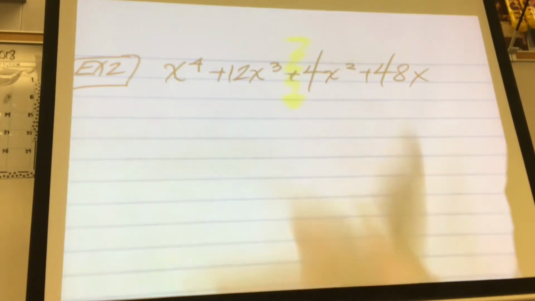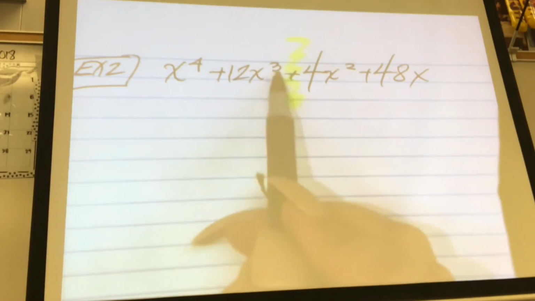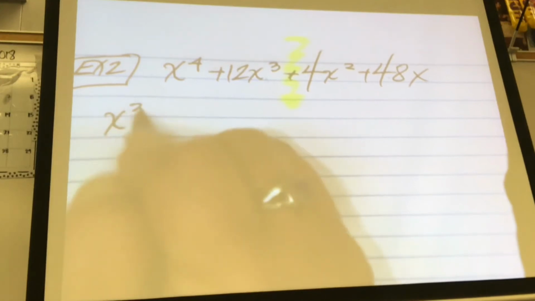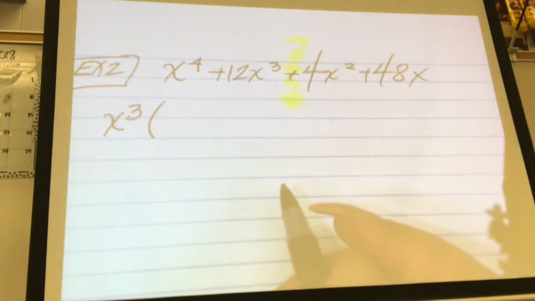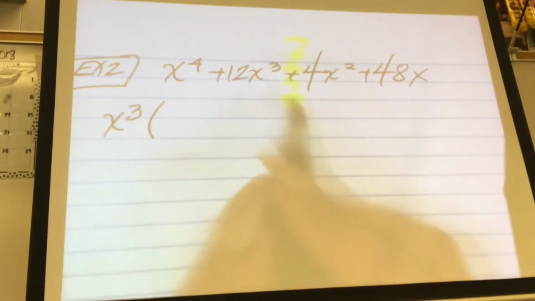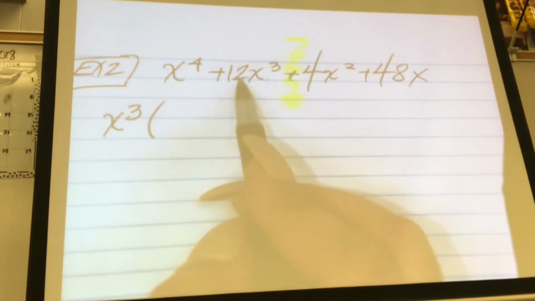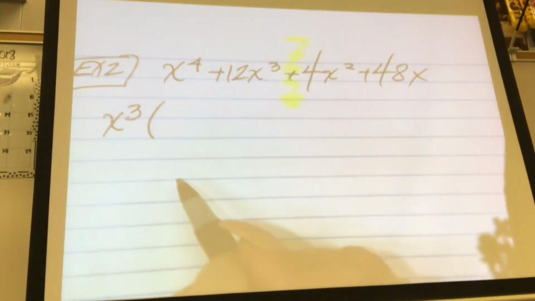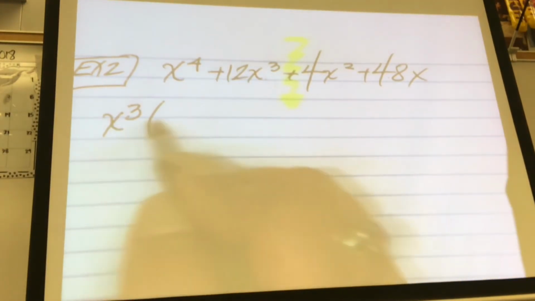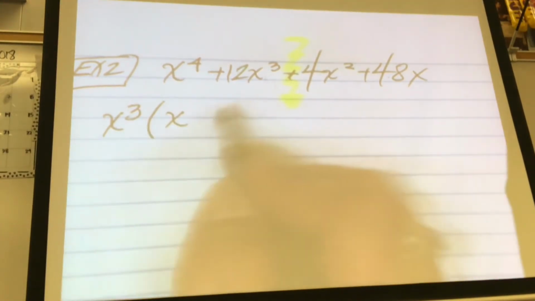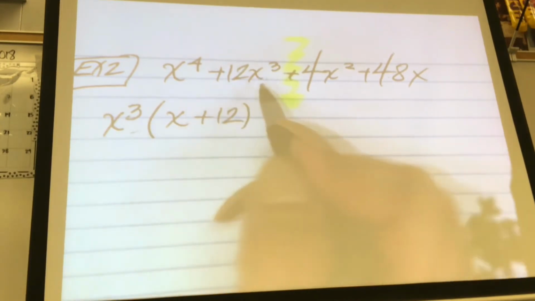All right, Brooklyn, help me out. What can I factor out of an x fourth and a 12x cubed? Good, x cubed. How come I can't take any integers out? How come I can't take any numbers out? What is this number? 1. I mean, there's nothing there to take out. You see that? All right, so x cubed times x gives me x to the 4th. X cubed times 12 gives me 12x cubed.